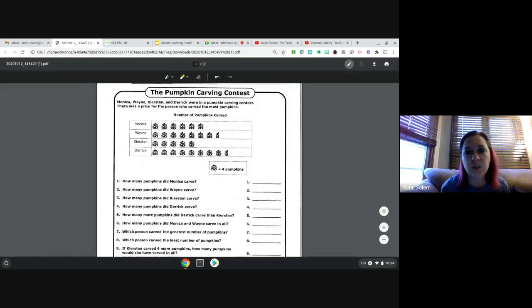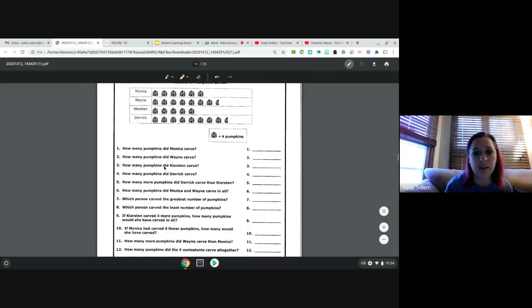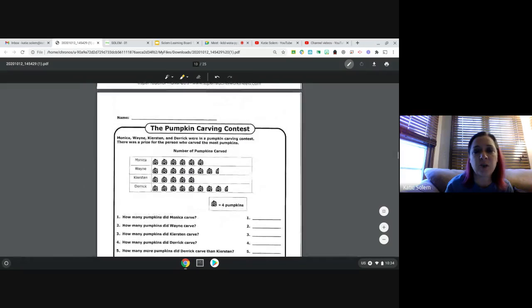The final page you'll do today is called the pumpkin carving contest. Monica, Wayne, Kirsten, and Derek were in a pumpkin carving contest. There was a prize for the person who carved the most pumpkins. So it shows here how many pumpkins they carved. The key tells you that each picture equals 4. So again, remember, if you see a half of a pumpkin, it's going to stand for half of 4, which is 2. And then after you're done with that page, you will stop for today.